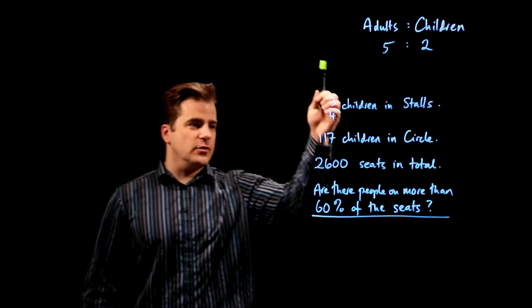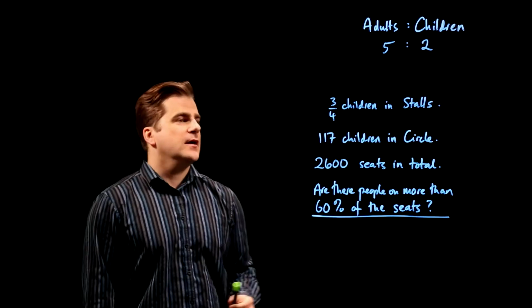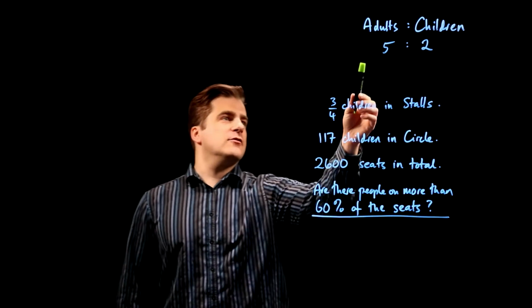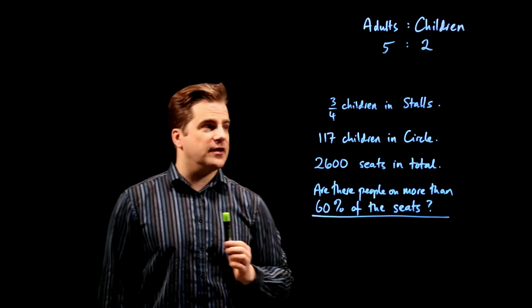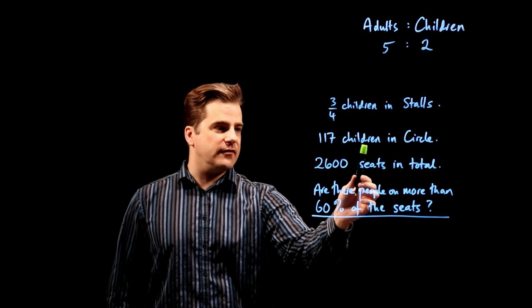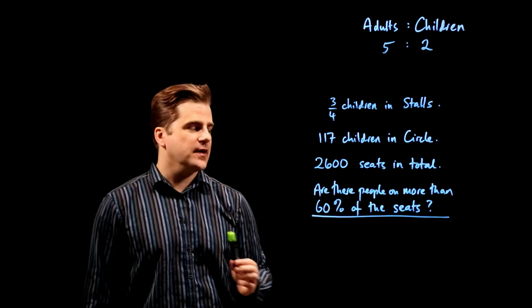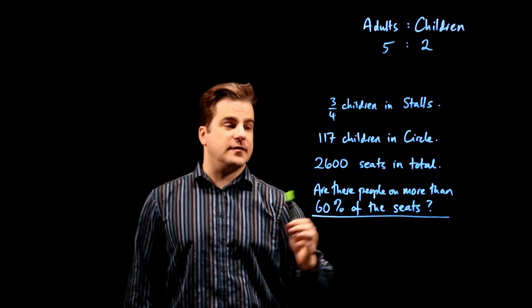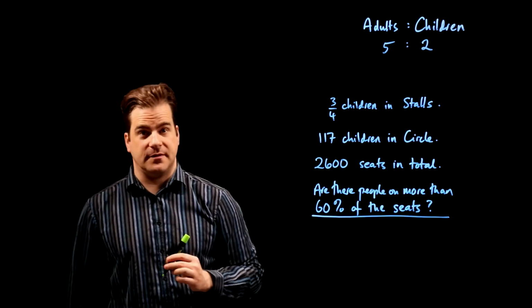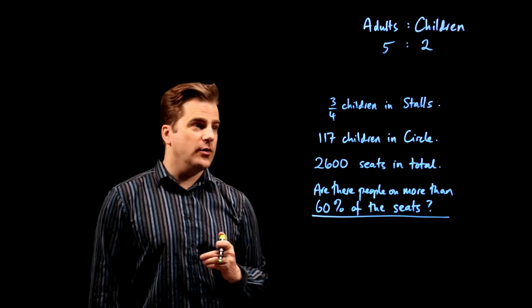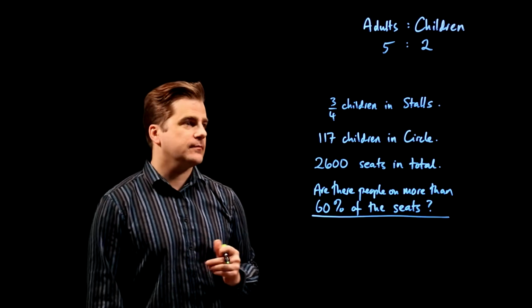Okay, here's all the information we've been given. We're in a theatre. The ratio of adults to children is 5:2. 3/4 of the children are sitting in stalls. 117 children are sitting in the circle. There are 2,600 seats in total, and we have to work out if there are people on more than 60% of the seats. Okay, where shall we begin?